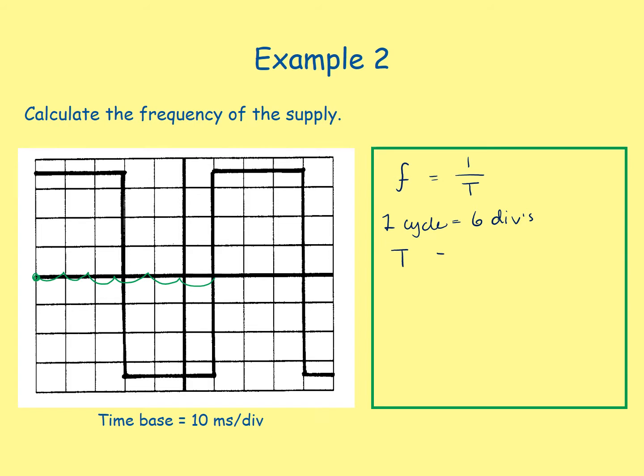The period of the wave is 6 divisions times the time base, and we can see that is 10 milliseconds per division. So 6 times 10 milliseconds is equal to 60 milliseconds. We can now put this into our equation. So the frequency equals 1 over 60, and don't forget about the milli, so that's times 10 to the minus 3, and that is equal to 16.6 recurring, and we can round that to 17 Hz.